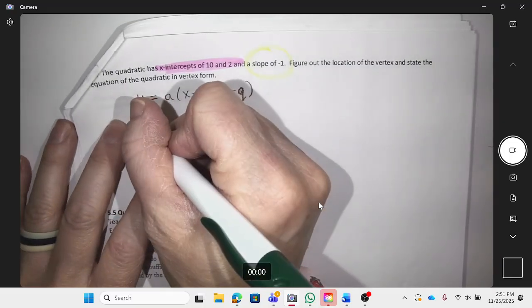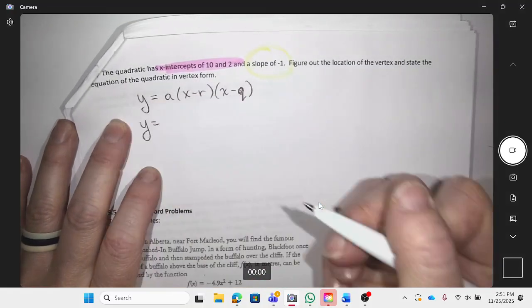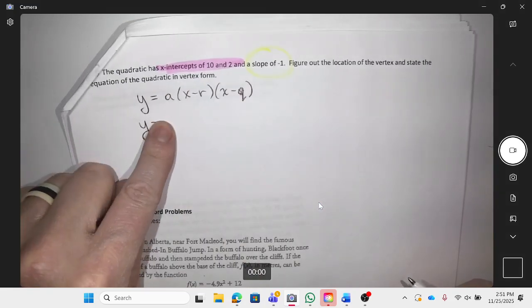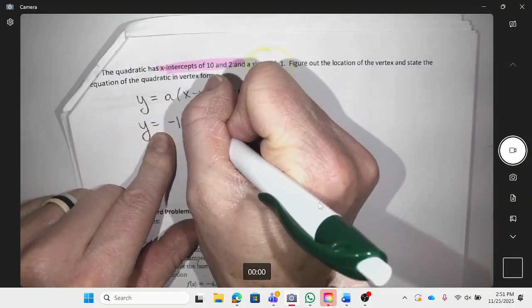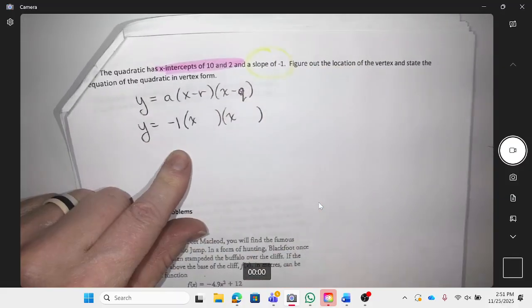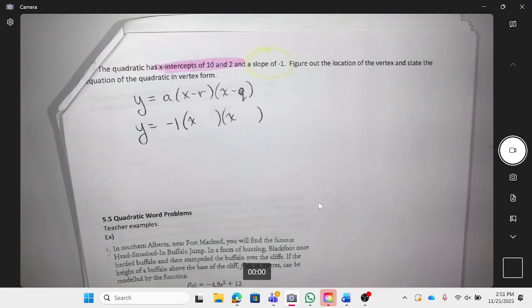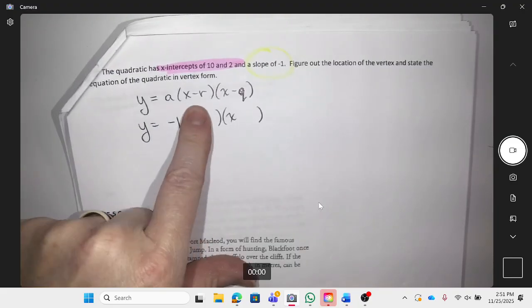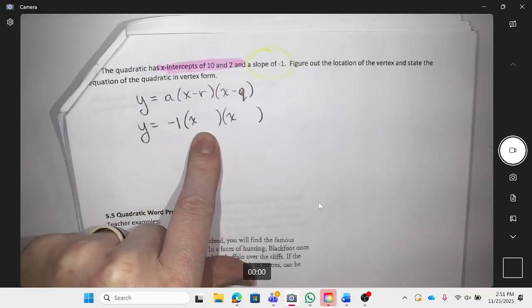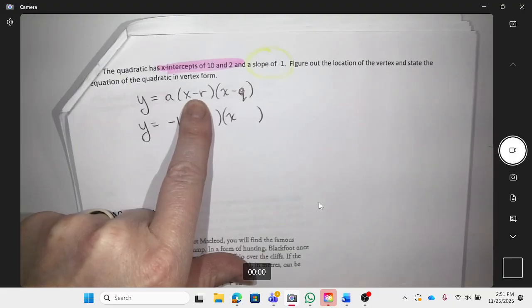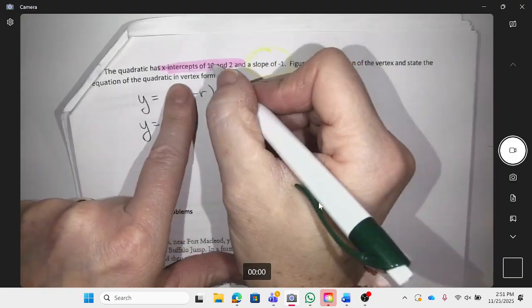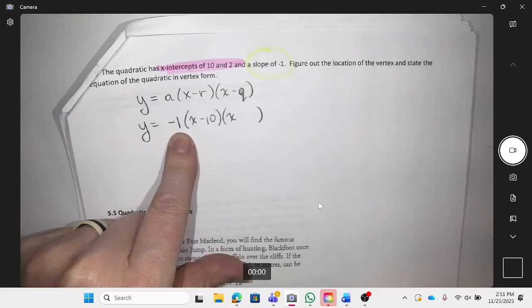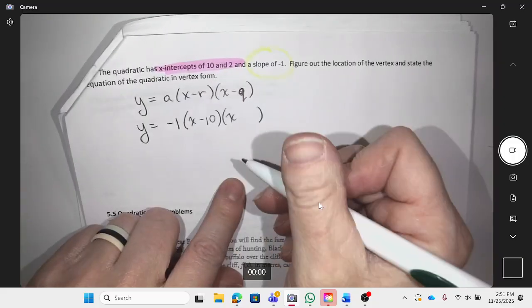We can already go ahead for our equation. Y equals, guess what? We know the A. -1. We leave the X alone. X always goes into our calculator. And what do I do with these x-intercepts? Why does it say subtract R? What does that tell me to do? Opposite. So instead of 10, all right, subtract 10. Instead of 2, all right, subtract 2.